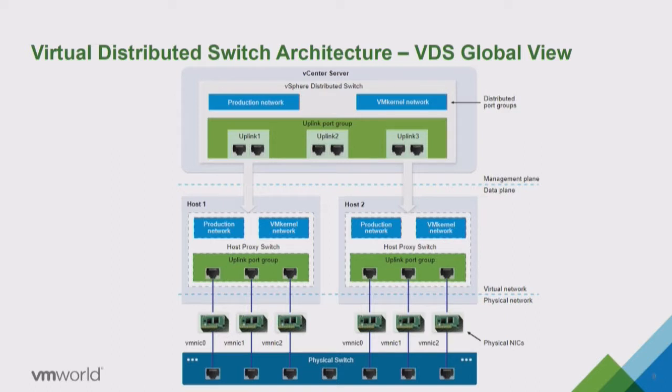OK? So a couple of new things. Distributed virtual switch uplink port group, where I determine the number of uplinks, and the number of uplinks are associated with the physical NICs, and separation from management plane and data plane, plus hidden local switch, which is the host proxy switch.